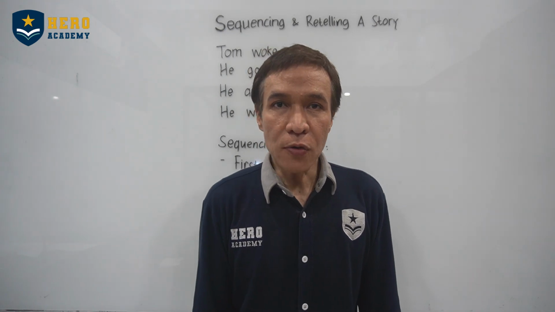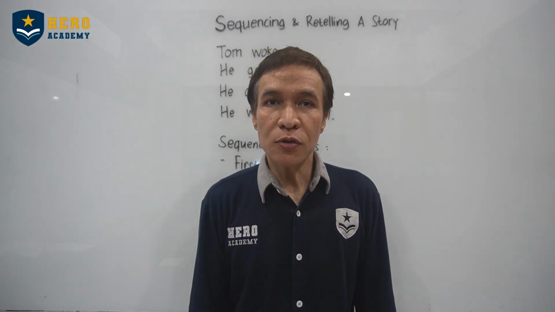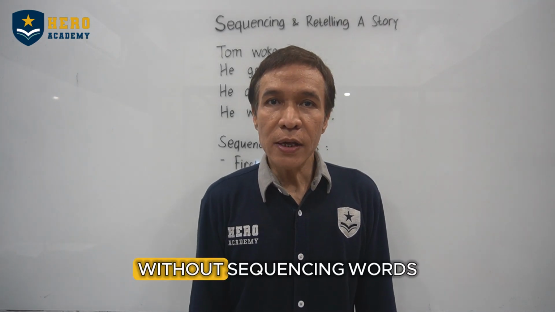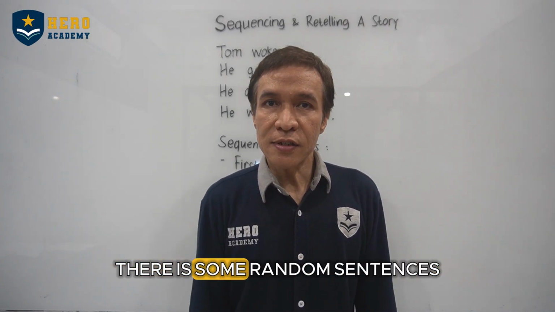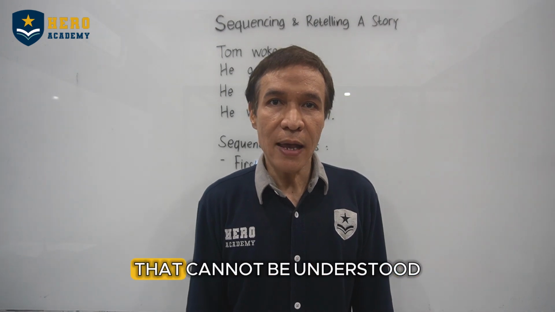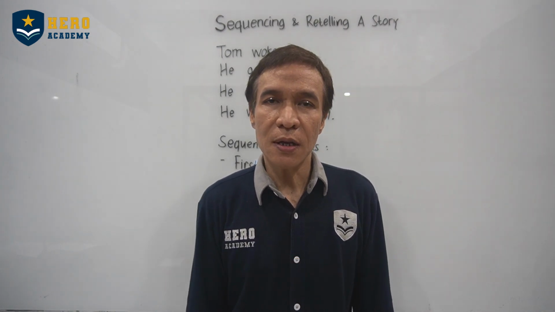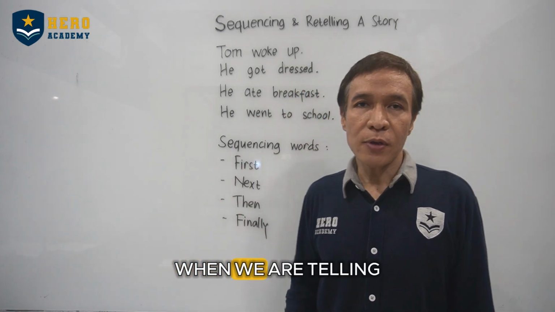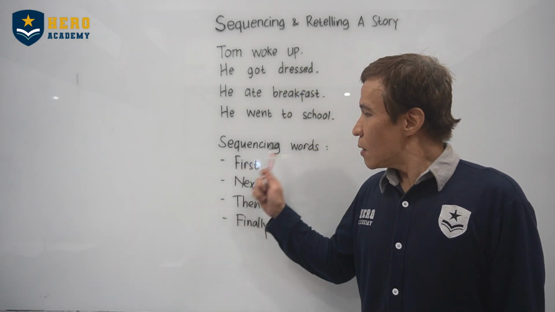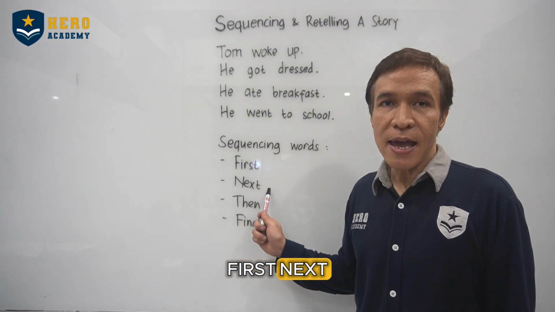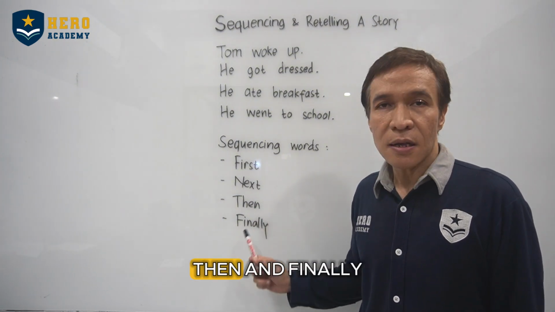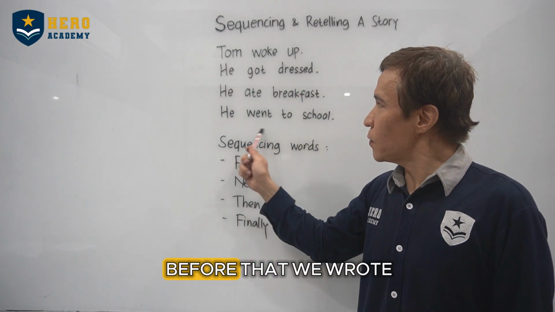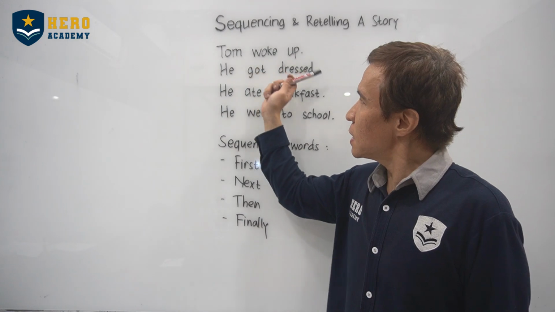In retelling a story, we need sequencing words to make the sentences more connected and clear. Without sequencing words, there are just random sentences that cannot be understood. Now, we can use these sequencing words when we are retelling a story: first, next, then, and finally. And let's take a look at the story that we wrote before.